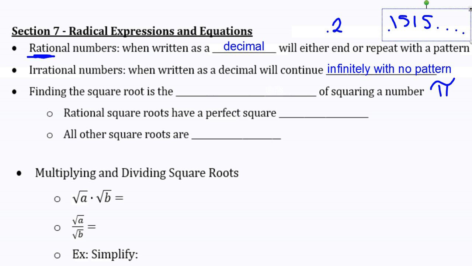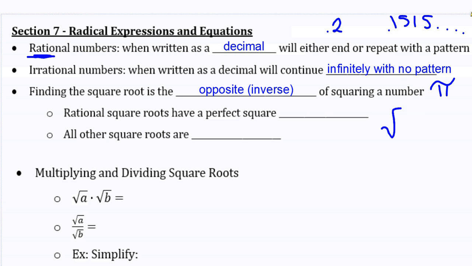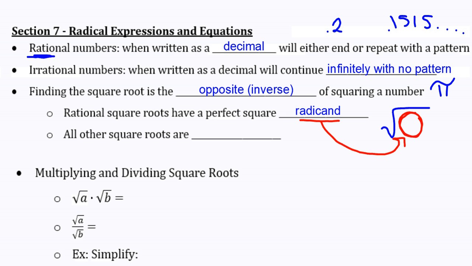Now, when we're talking about square roots, they are the opposite or the inverse of a square. Okay, so the square root symbol looks like this, the radical symbol. And if I want to know the difference between rational and irrational for them, well, a rational number is going to have a perfect square inside the radical. Okay? And there's actually a name for what's inside the radical. We call it the radicand. Okay? So the radicand is just everything underneath the radical symbol. If that's a perfect square, then my number is rational. If it's not a perfect square, then it's irrational.